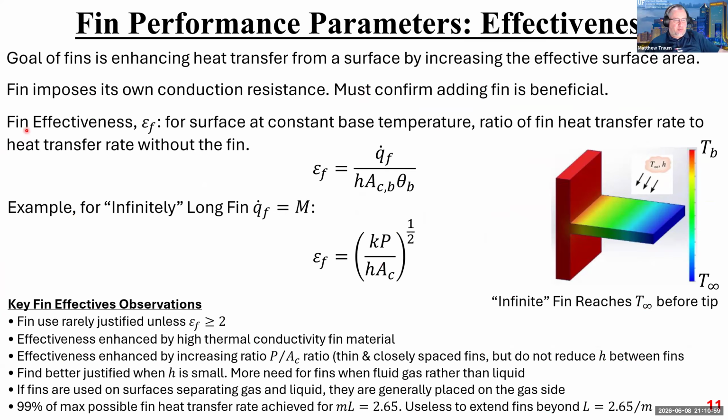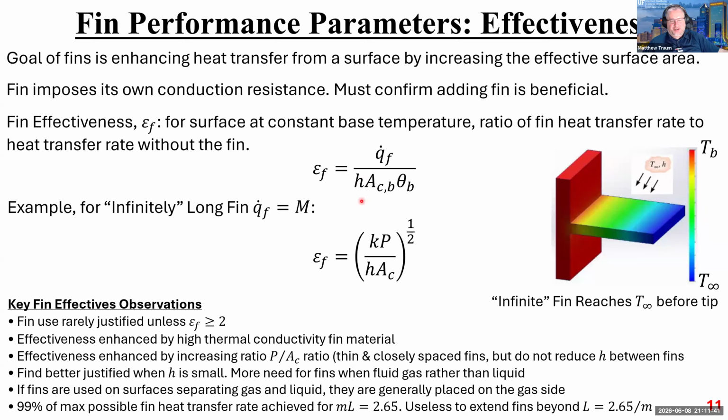Okay, so the first one of these parameters is called fin effectiveness, epsilon sub f, for a surface at constant base temperature: the ratio of fin heat transfer rate to heat transfer rate without the fin. So this is just a ratio, right? Think of it like an efficiency in a way. So this is the rate of heat transfer across this surface enabled by the fin, so Q dot sub f for fin. And then this is the rate of heat transfer across this surface if the fin weren't there at all, right?